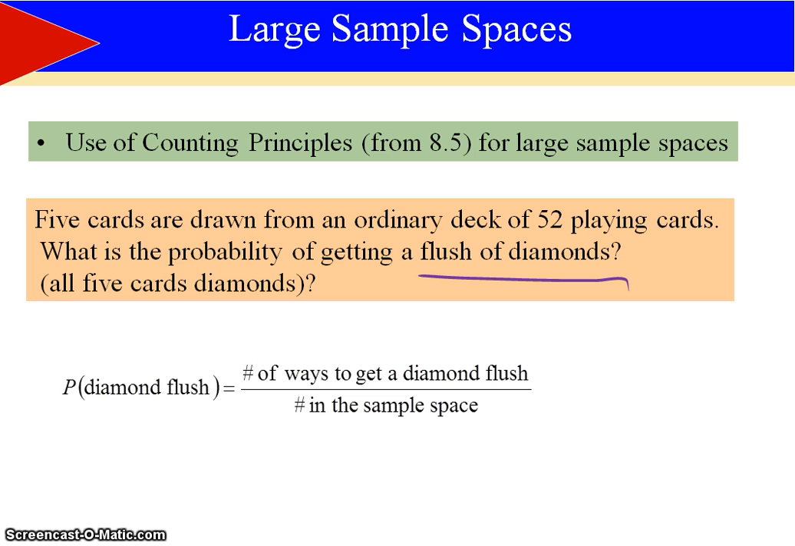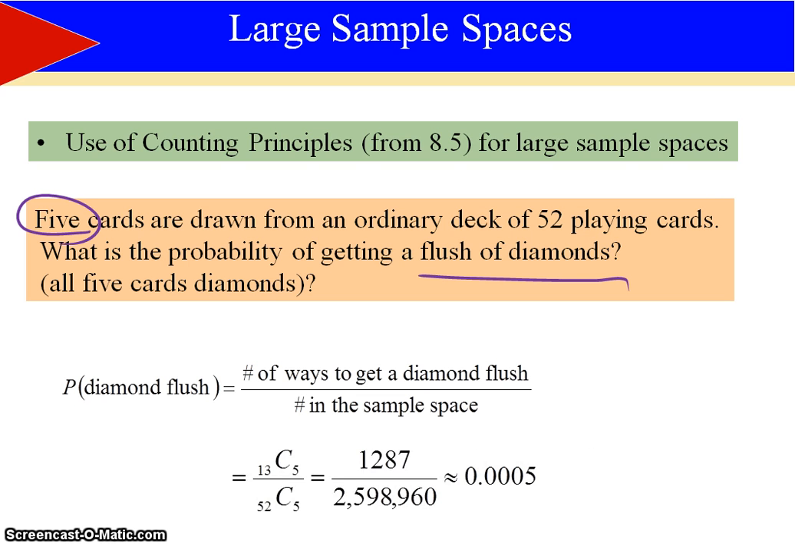Okay, so the probability of a diamond flush is the number of ways to get a diamond flush over the number in the sample space. So using the counting principles, order doesn't matter, and we're going to choose a selection. For the number of ways to get a diamond flush, there's 13 diamonds, and we're going to choose 5 of them. So we want to know the number of ways to get 5 diamonds out of the 13 diamonds. So that's 13 choose 5.